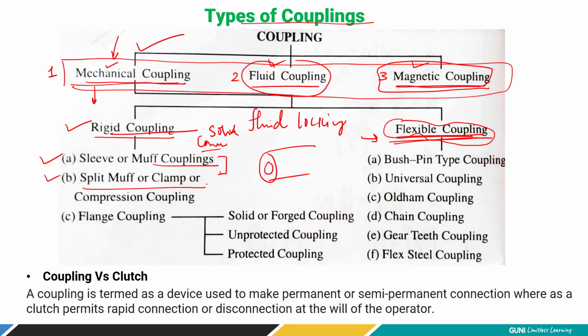Now in split muff coupling, it's an extension of muff coupling where the muff coupling is split in two halves. Now because of this, you are required to bolt together the two shafts. So instead of a single piece, it has two splits, right? Two cylindrical halves, right? Now why is it like that? So it accommodates larger diameter, it can transfer more torque with respect to the muff coupling. It is also referred to as compression coupling.